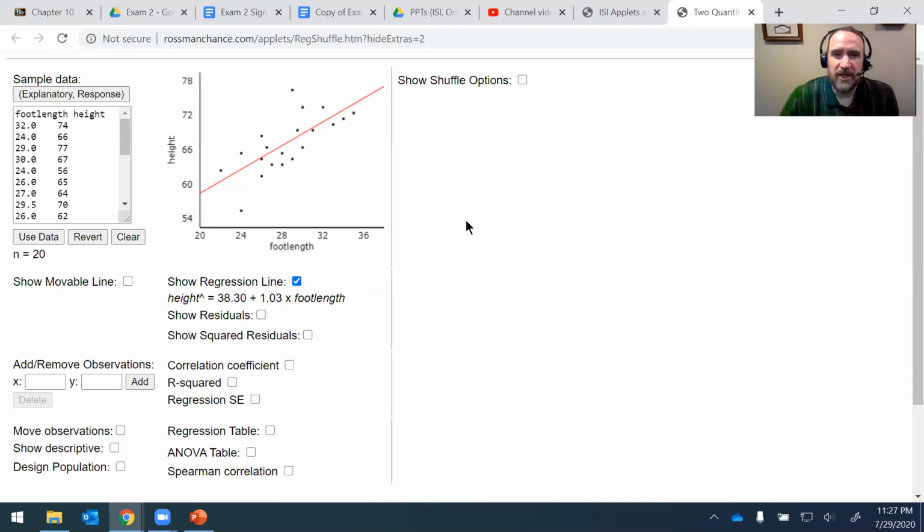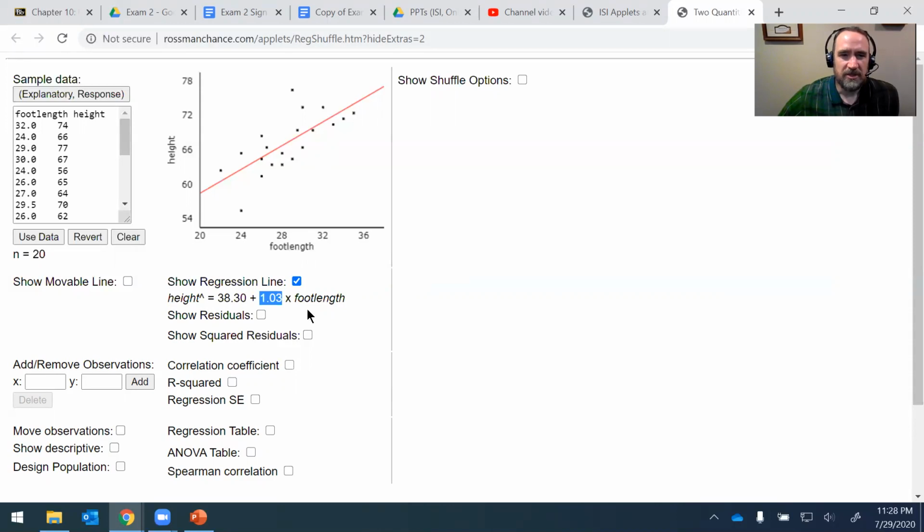So we can use a theory-based approach here. This should be good. How do we do a theory-based approach? Well, first thing is to calculate the regression line and find our statistic. And so here it is, regression line: approximate height equals 38.3 plus 1.03 times the foot length. And here's our slope of interest, 1.03.